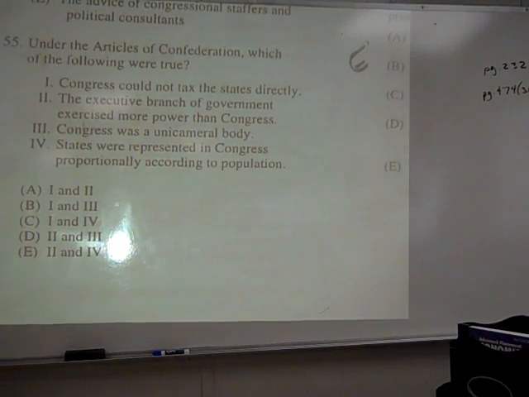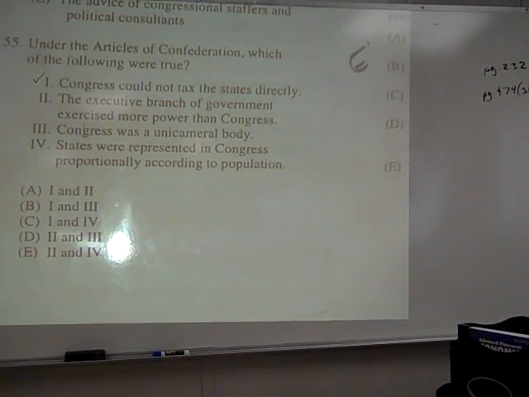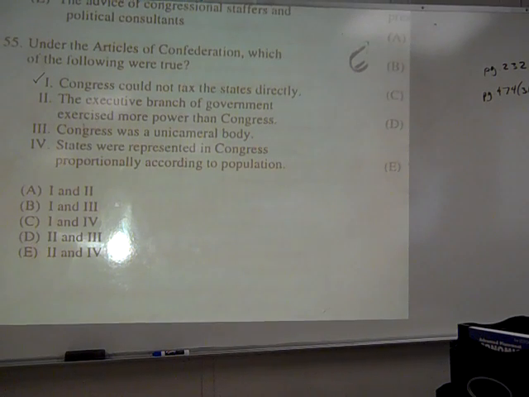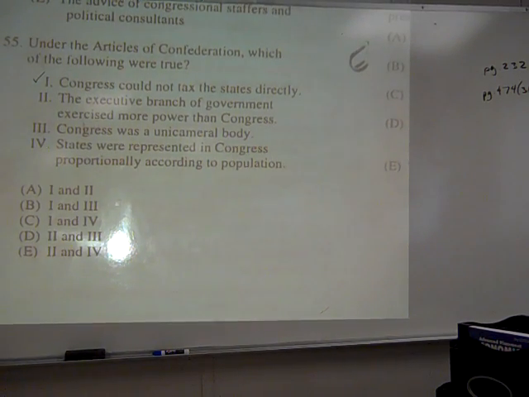Congress could not tax this. Let's answer it, and then I'll talk you through how I would have answered this, maybe even if I didn't know the answer. Congress could not tax the states directly. That's true. They had to sort of ask them for money. Right? That's an obvious weakness. And so that's true. The executive branch of government exercised more power than Congress. So, let's say you were like, ooh, I don't know. Maybe. This one's, I think, not true, by the way.